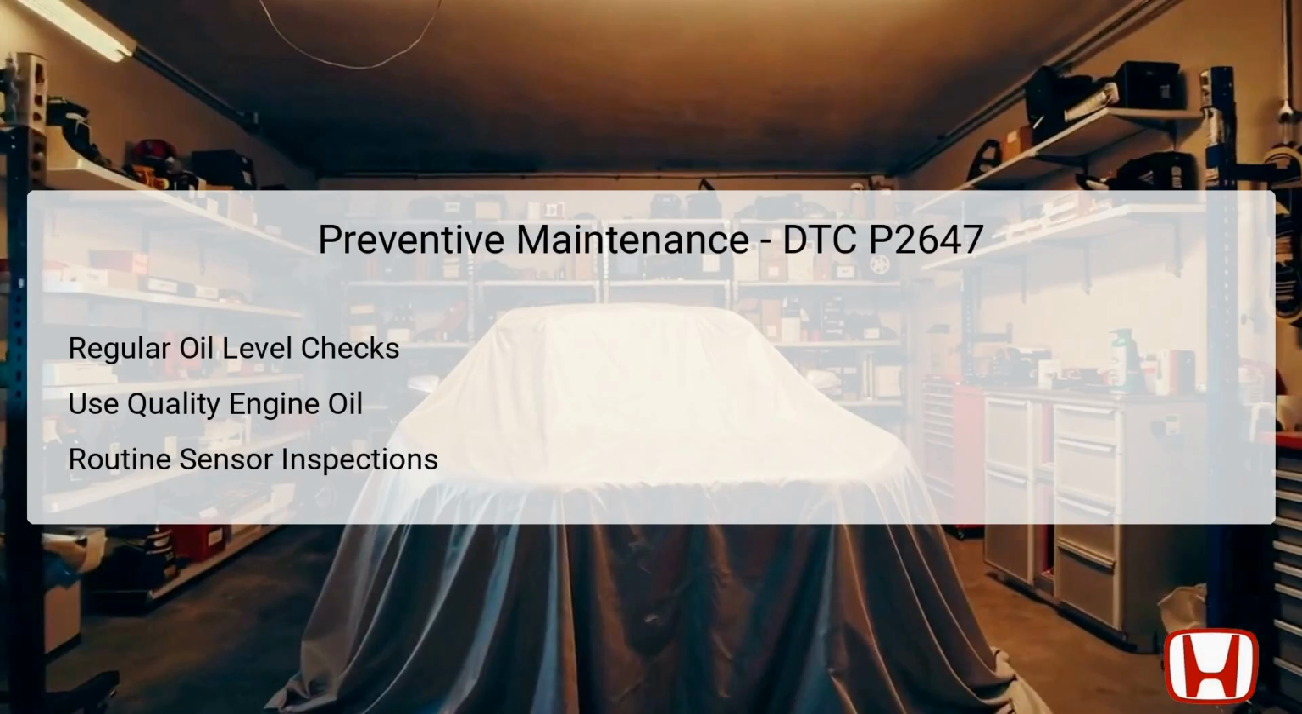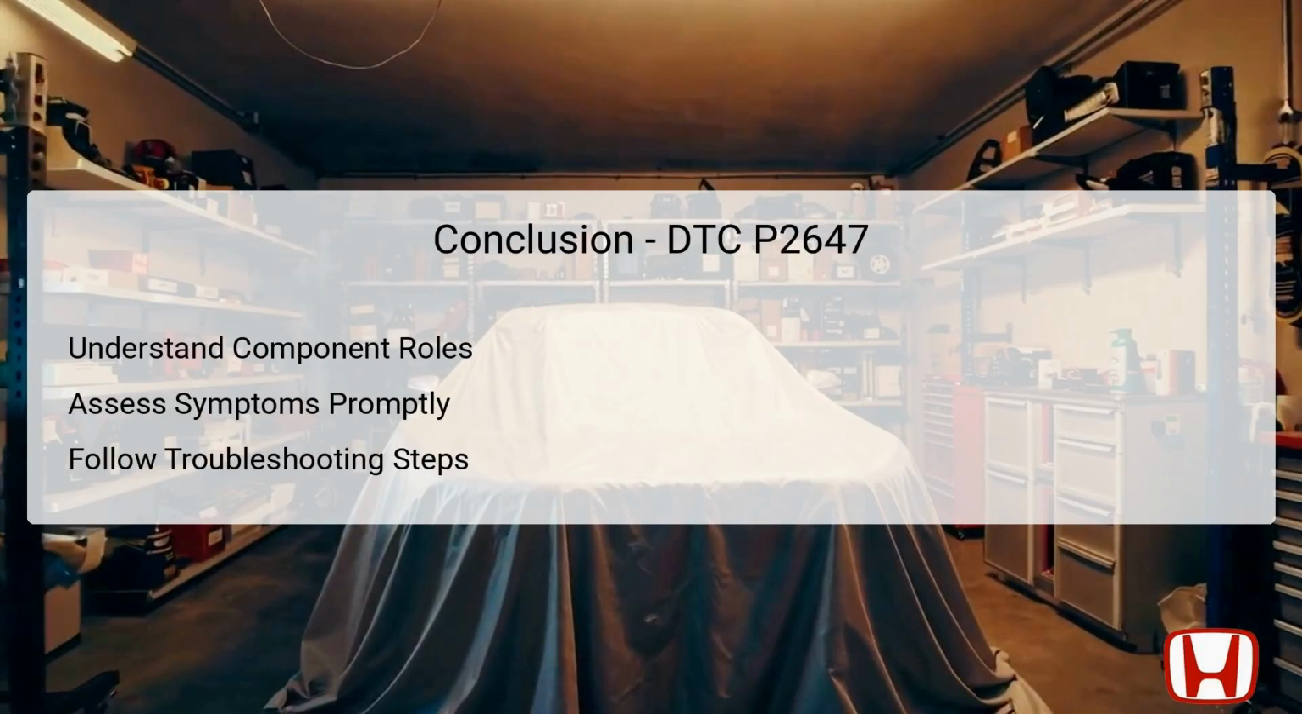This proactive approach ensures that the engine operates smoothly and efficiently, significantly reducing the risk of encountering error codes like P2647. In conclusion, understanding the roles of the rocker arm oil pressure sensor, rocker arm oil control valve, and PCM is essential for effectively managing DTC P2647. Promptly assessing and recognizing symptoms can lead to quicker diagnostics and ensure minimal disruption to engine performance.